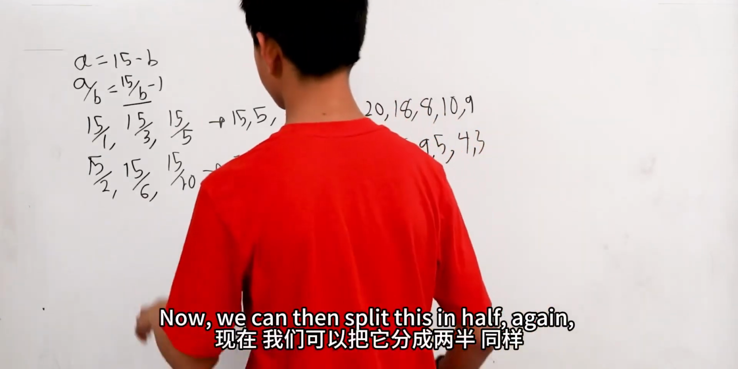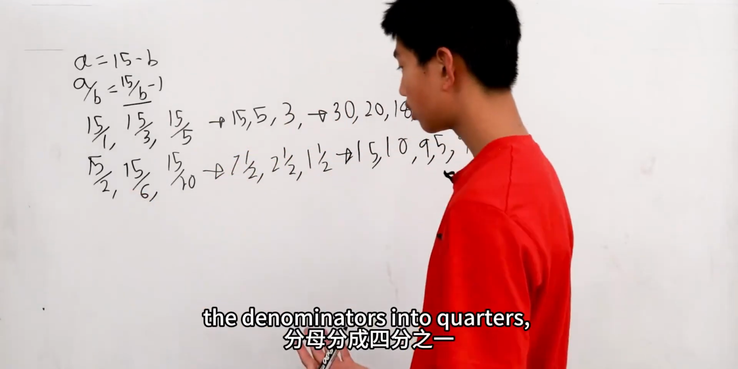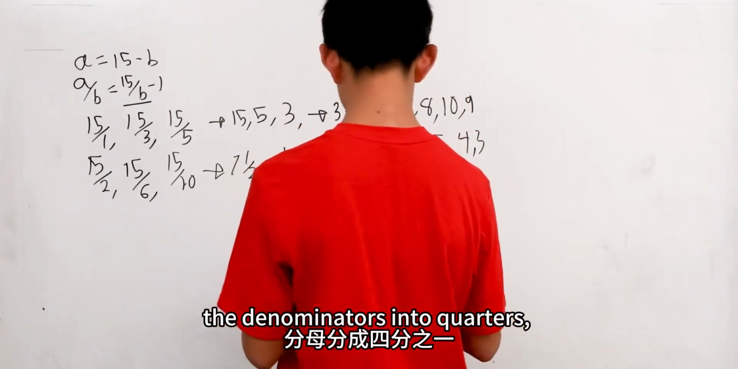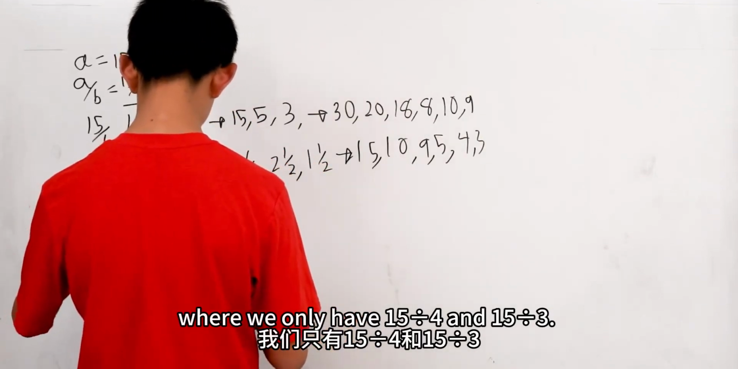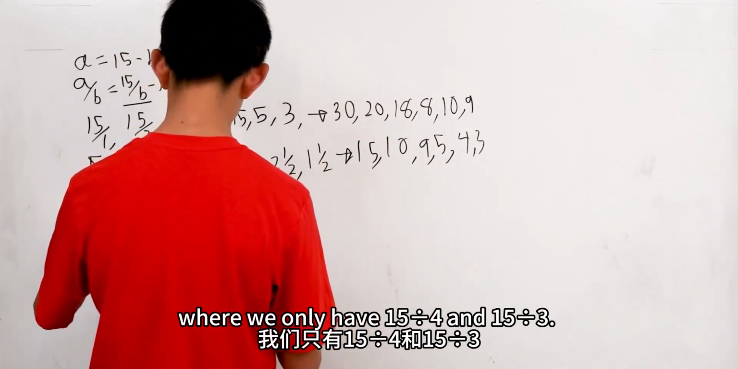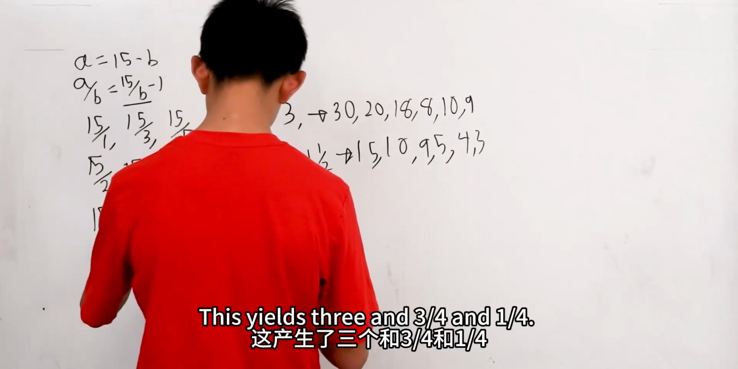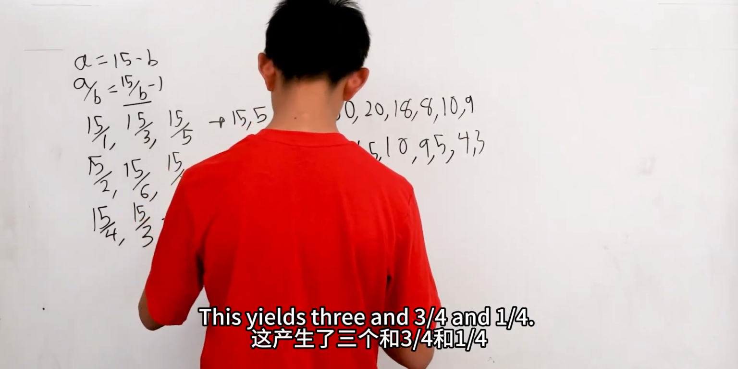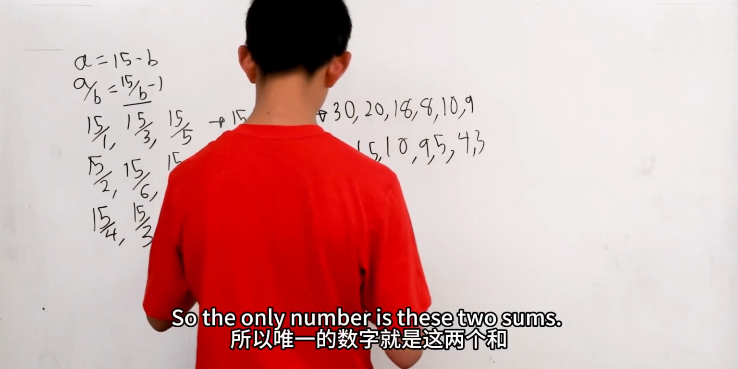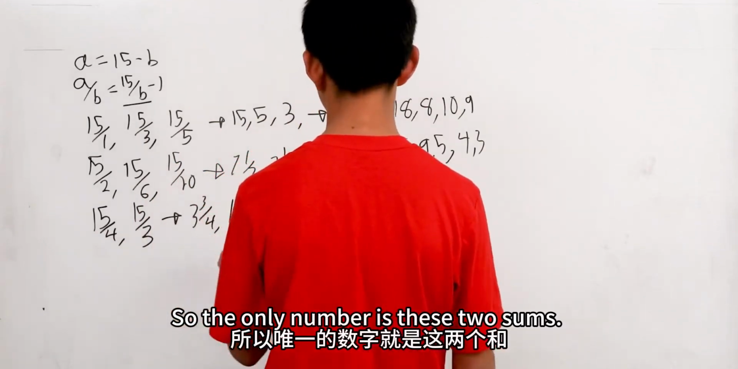Now, we can then split this in half again, the denominators, into quarters, where we only have 15 divided by 4 and 15 divided by 12. This yields 3 and 3/4 and 1 and 1/4. So the only number is these two summed, so 5.